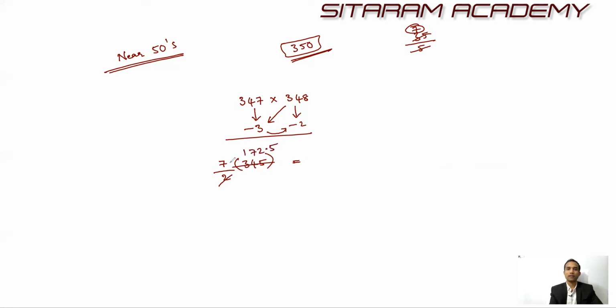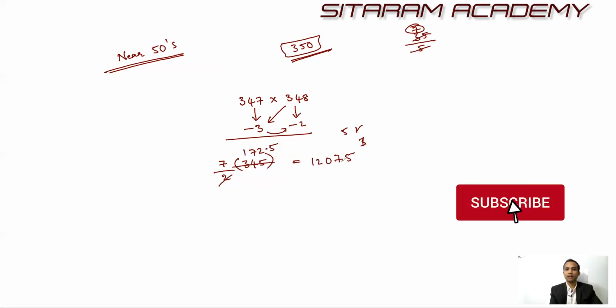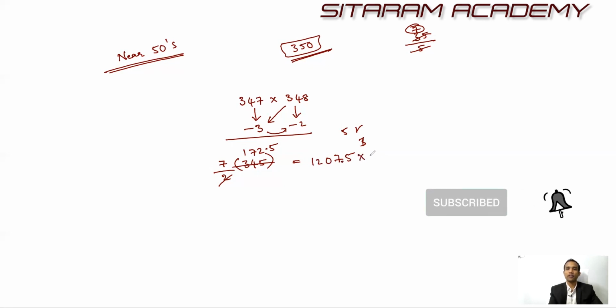All right, so 7 5s are 35. 7 2s are 14 plus 3, 17. And 7 7s are 49 plus 1, 50. 7 1s are 7 plus 5, 12. And here we get 0.5. We need to multiply it with 100. All right, when we multiply it with 100, 120750 we get.